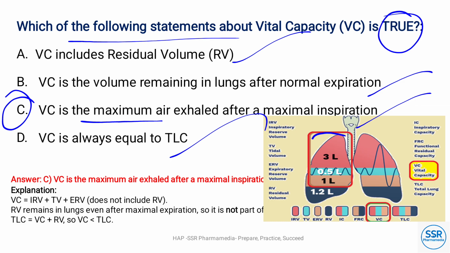So vital capacity is a combination of these three: 3 liters plus 0.5 liter plus 1 liter. Vital capacity is equal to inspiratory reserve volume plus tidal volume plus expiratory reserve volume. It does not include residual volume, because residual volume remains in the lungs even after maximal expiration. So total lung capacity is equal to vital capacity plus residual volume.